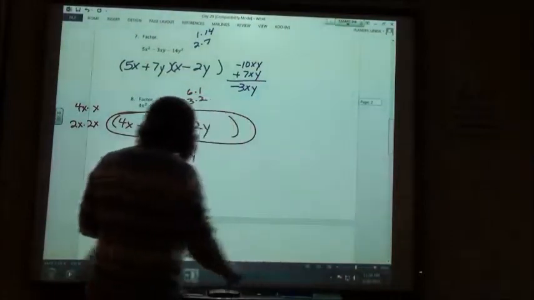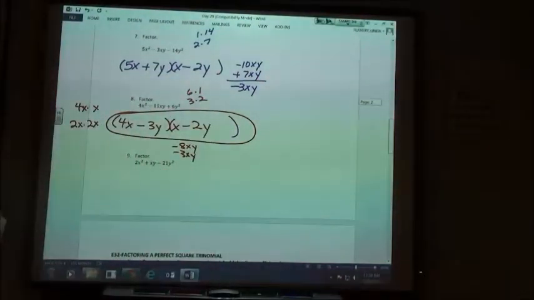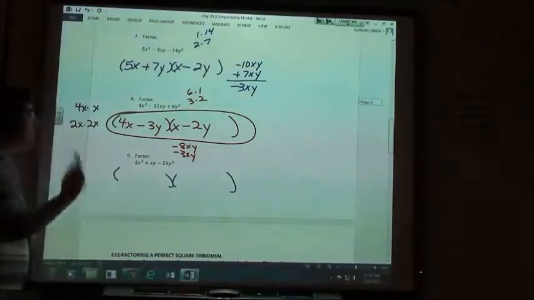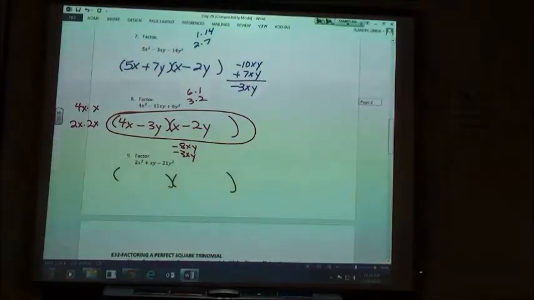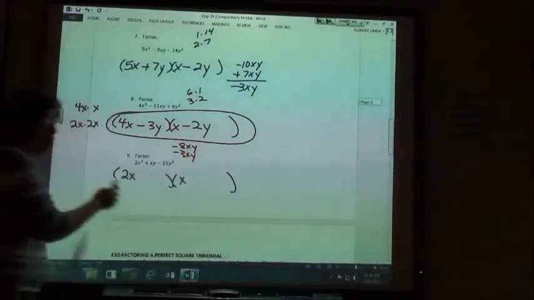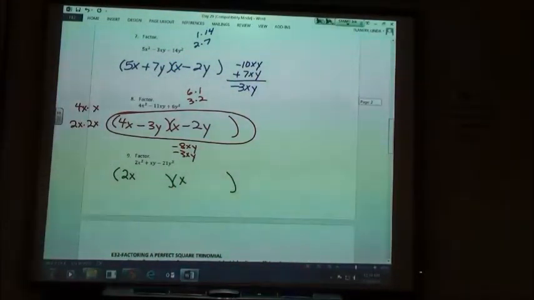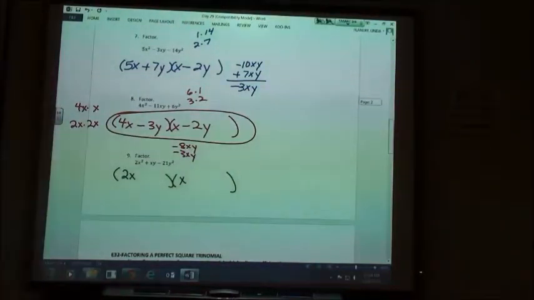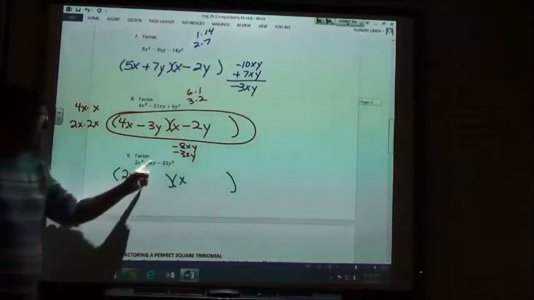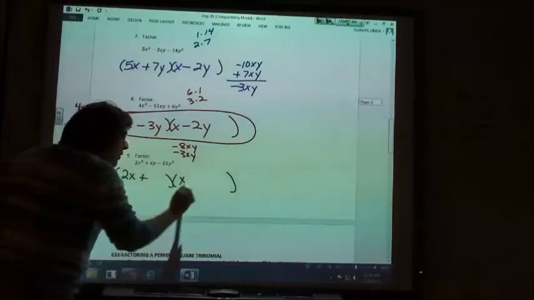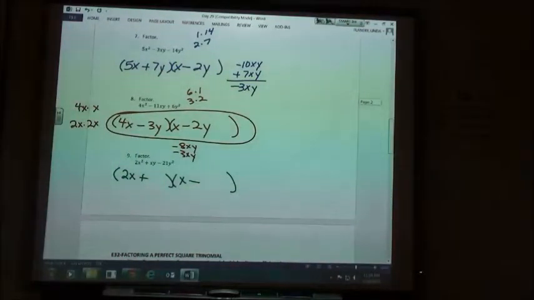Number 9, still factoring my quadratic trinomial, came from foiling, factor my first term, 2x squared. The only way to get 2x squared, 2x times x, or x times 2x, whichever order you want to put them in, it doesn't matter. The end is a negative. If the end is a negative, I have one plus and one minus. I don't know which way they go. I'm just going to plug them in.